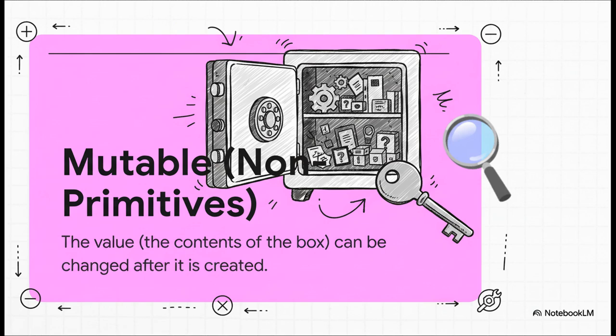They can be changed. Because we have the key to the safe deposit box, we can just walk over, unlock it, and change what's inside. We can add more stuff, take things out, whatever we want. The box itself, the object, is being directly altered.